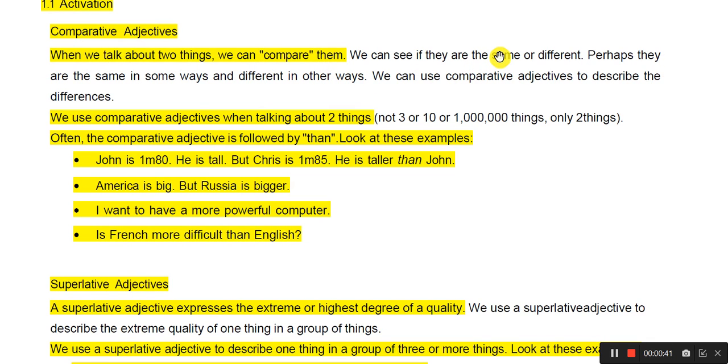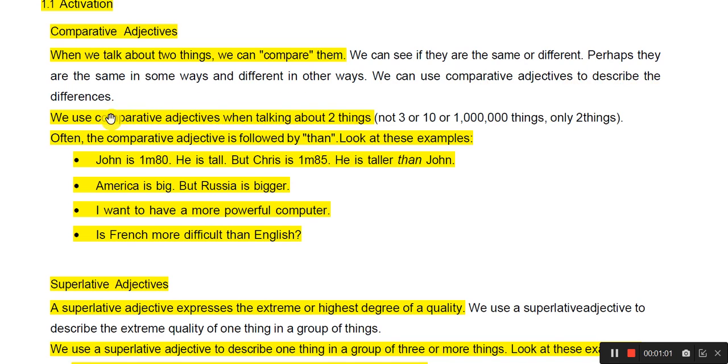Maybe they are the same or different, or perhaps they are the same in some ways and different in other ways. Puede ser que se parezcan solo en algunas cosas, pero en otras no. We can use comparative adjectives to describe the differences. We use comparative adjectives when talking about two things.